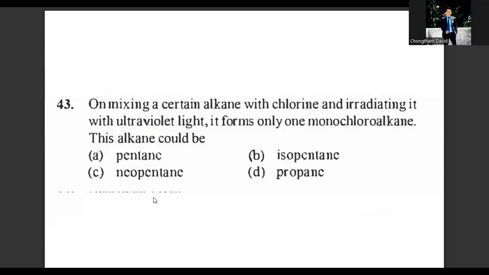On mixing a certain alkane with chlorine and irradiating it with ultraviolet light, it forms only monochloroalkane. Very easy question. This alkane could be, see, in neopentane, all the hydrogen atoms are the same, primary. You know why? You can draw the structure and identify all these hydrogens will be the same, right? Because these hydrogens are primary. So neopentane will be the answer because on mixing a certain alkane with chlorine and irradiating with ultraviolet light, it forms monochloroalkane because the hydrogen atoms are all the same.